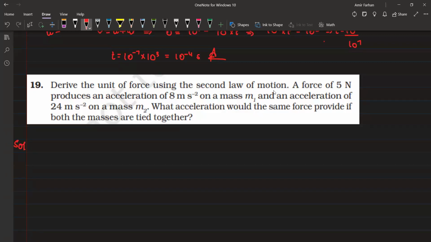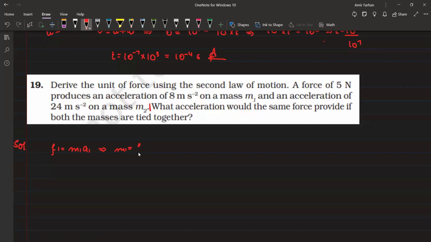Okay, so a force of 5 Newton produces an acceleration on mass m1, and an acceleration of 24 meter per second squared on mass m2. So basically there are two masses. Let's break the question down up to here. So two masses are there, and on each mass a different force is exerted. So first of all, suppose F1 is equal to m1 a1. So we have to calculate mass one because it's not given.